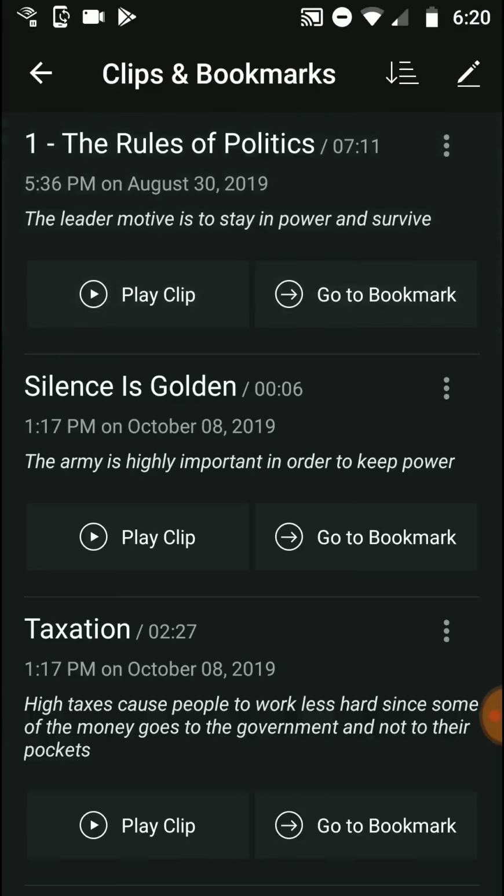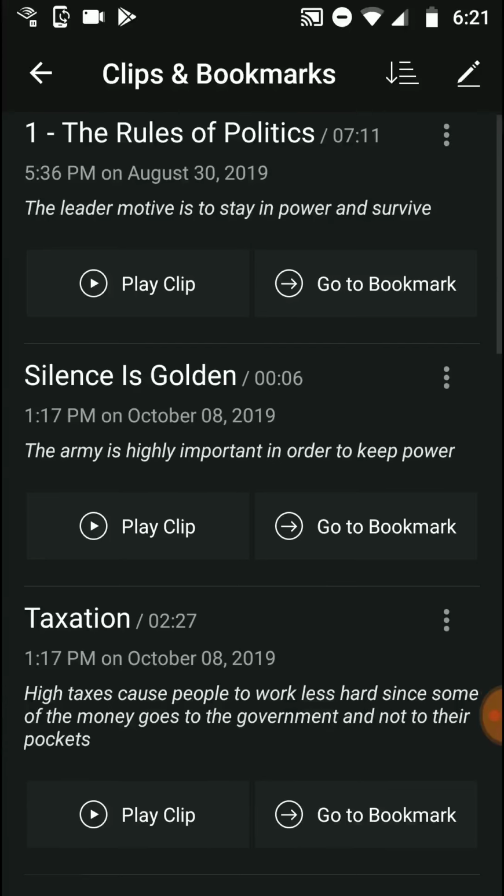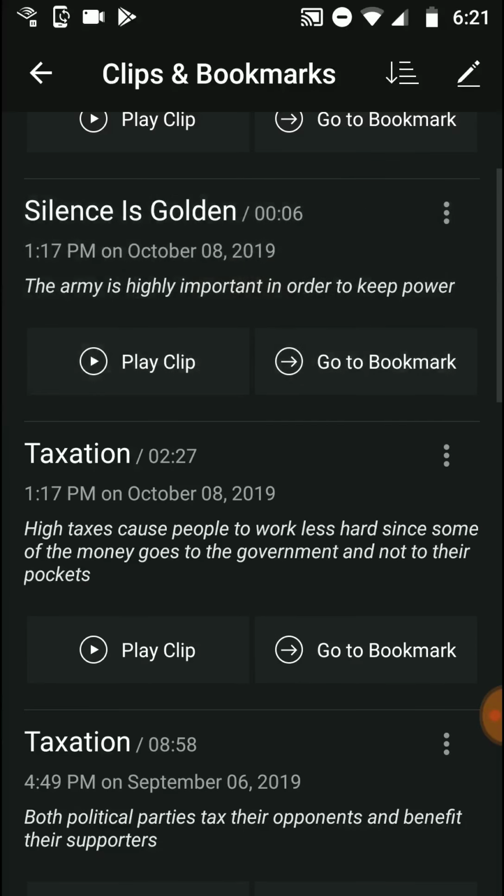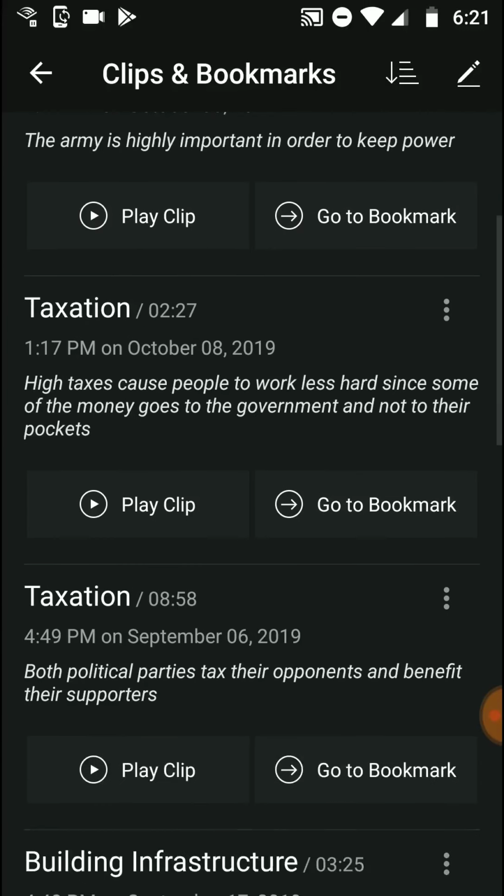The leader's motive is to stay in power and survive. That's what leaders want, and that's represented by what they're doing. The army is highly important in order to keep power. Dictators usually have much control over the army, or they at least try to get that control, because it's very important in order to stay in power.